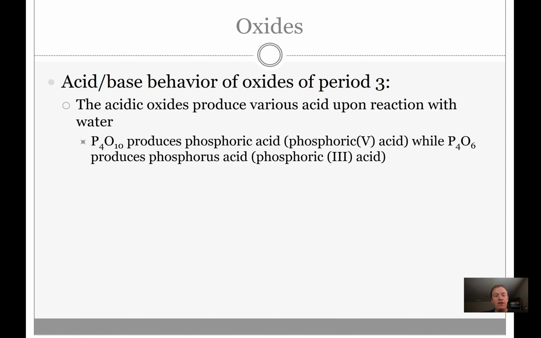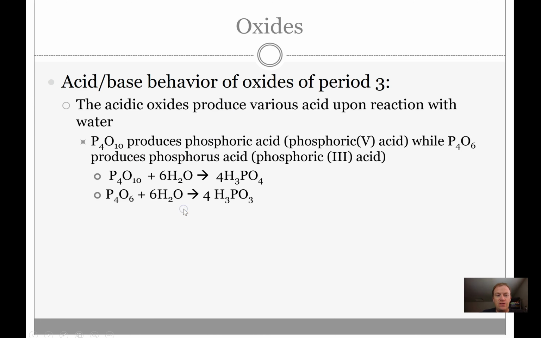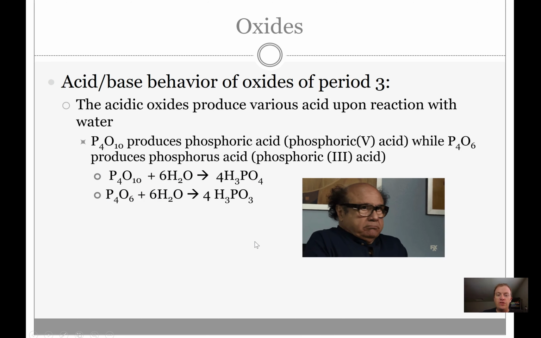Now, we talked about how the ones more towards the right are acidic, so when we mix them with water, we should expect to be seeing some acids produced. So we have the P4O10 and the P4O6 both reacting with water. One of them produces phosphoric acid, and one of them produces phosphorus acid. Something you'll see. So this is the acid naming system that we talked about.